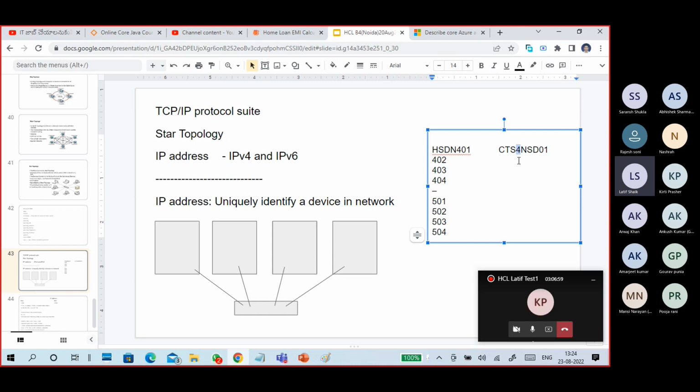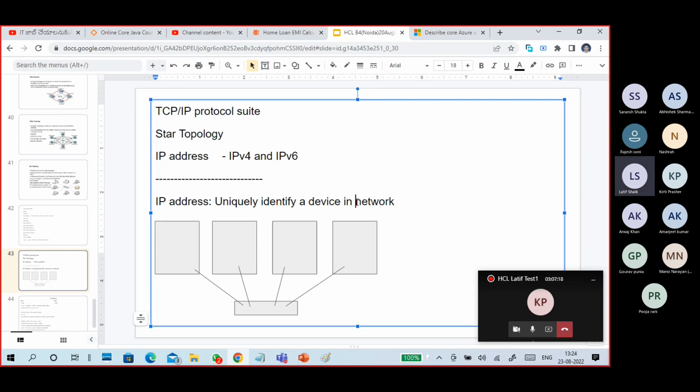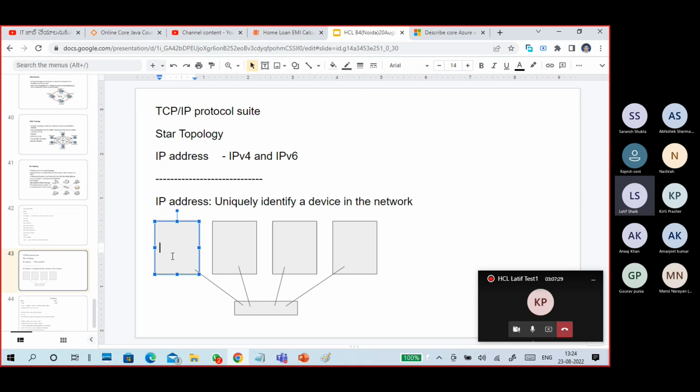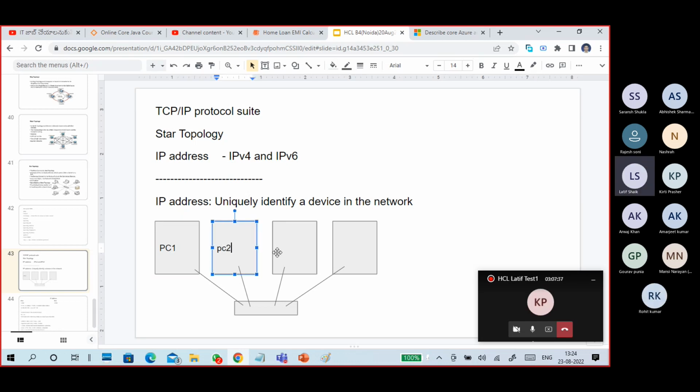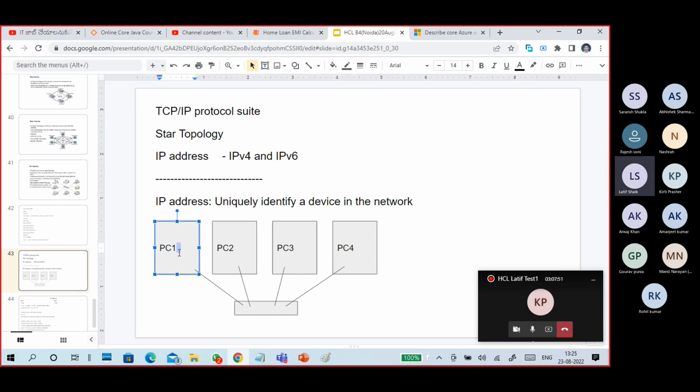So I'm dividing the people, separating them, so then I can easily identify all these people. Similarly, a device uniquely identified in the network is called an IP address. For example, I'm giving a unique numbering. This is my PC1, this is my PC2, this is my PC3. These are the computer names, not identification names. So I am using an IP address here, like this.